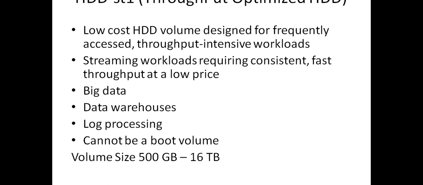Next is known as hard disk drive, which is throughput optimized HDD. These are low cost HDD volumes designed for frequently accessed, throughput intensive workloads. Streaming workloads require consistent fast throughput at a low price. We will be using it for big data, data warehousing and log processing. It cannot be a boot volume because it starts from 500 GB.